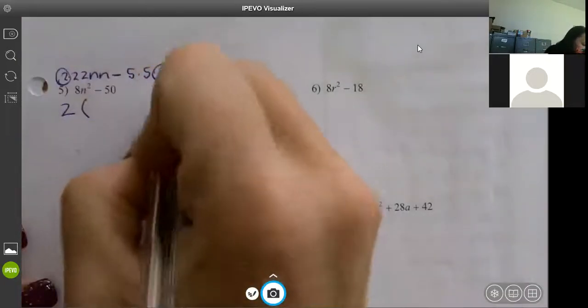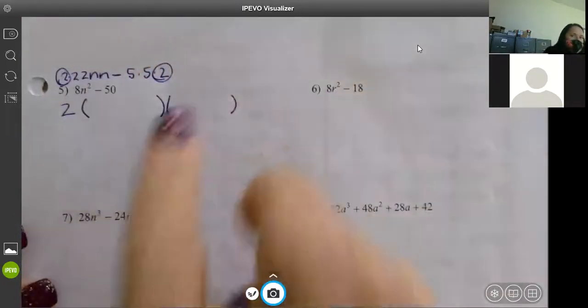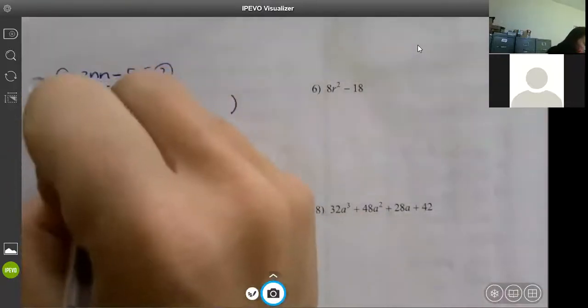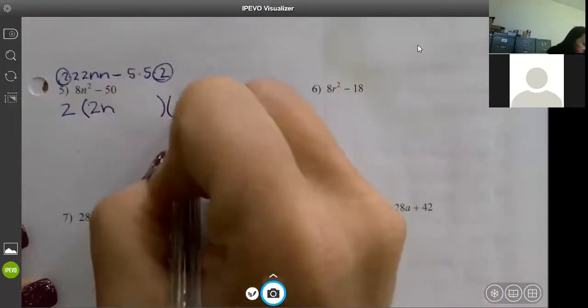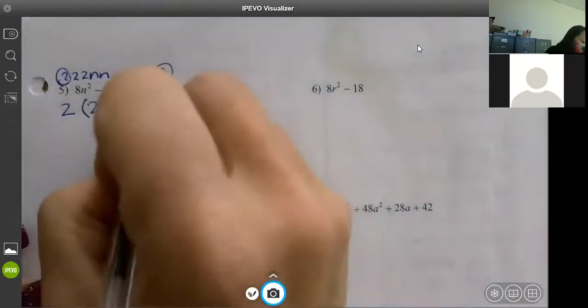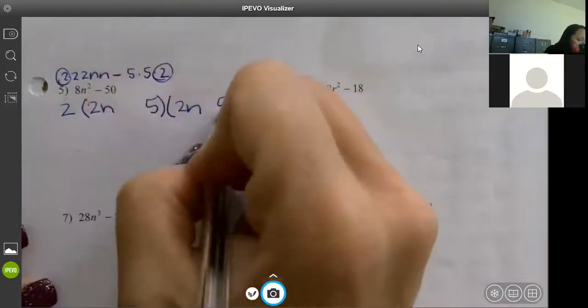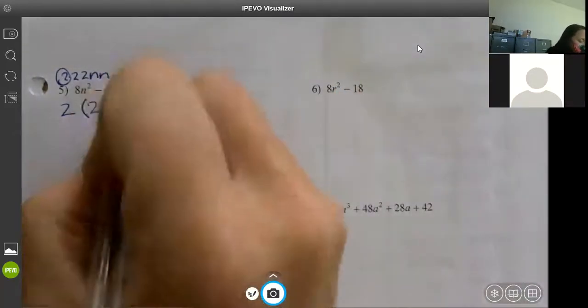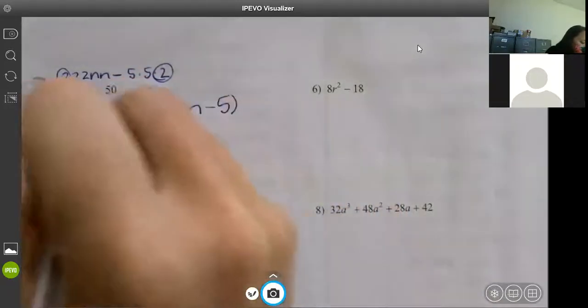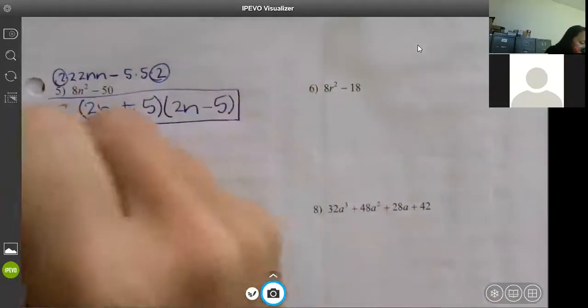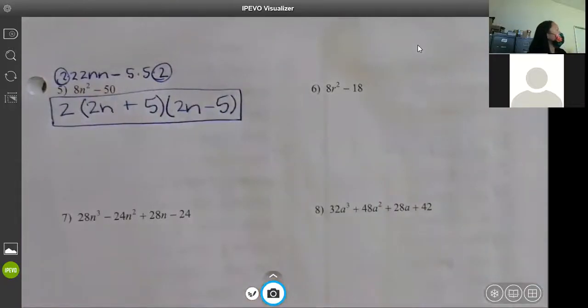So I'm going to make my 2 sets of parentheses like yesterday. What goes in the front? 2 and n, good. What goes in the back? A 5. What are my signs? Positive, negative. That's it. Those are the quickest ones.